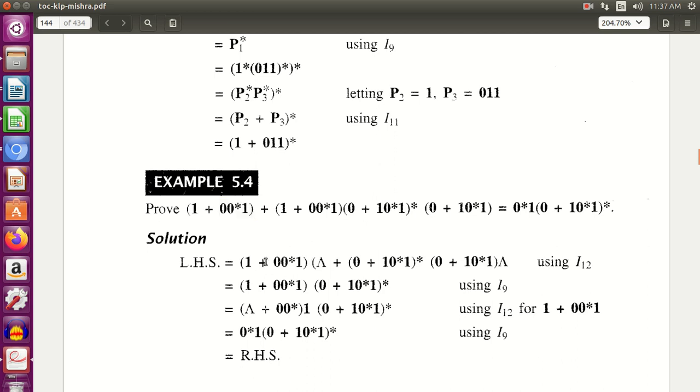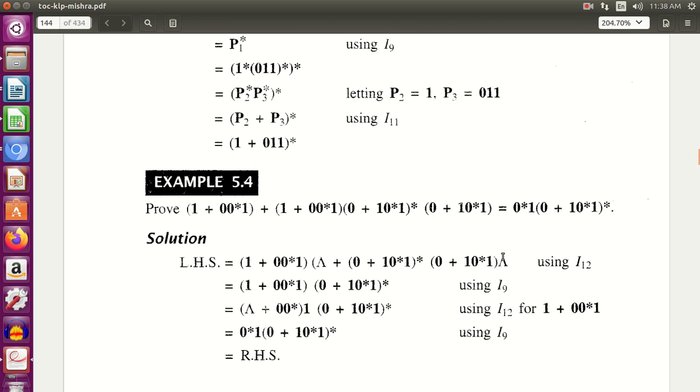Okay, so once we are done with this step, what will be our next step? If you look at this portion carefully, it is of the form lambda plus r star r, because this particular expression is similar. This is also 0 plus 1 star 1, this is also 0 plus 1 star 1. The difference is there is a Kleene star outside this and there is no Kleene star outside this. So if we consider that r is equal to 0 plus 1, 0 star 1, then we can say that this expression is lambda plus r star r.